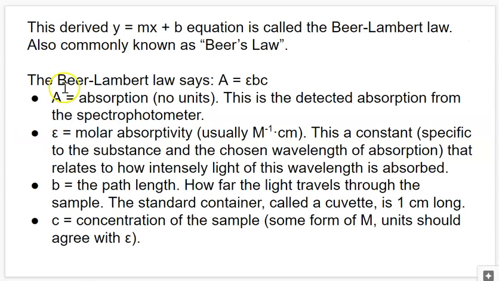Okay, and then lastly, C in this is the concentration of the sample. And this is usually going to be in molar or whatever units the constant is. The units need to agree because the molars are going to get canceled out and then the centimeters are going to get canceled out to give us an absorption value that has no units. So overall, absorption is equal to the molar absorptivity constant times the path length times the concentration.